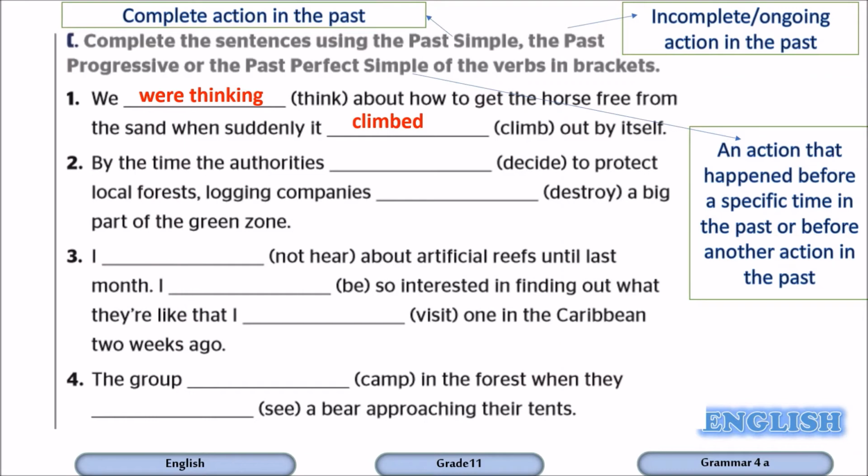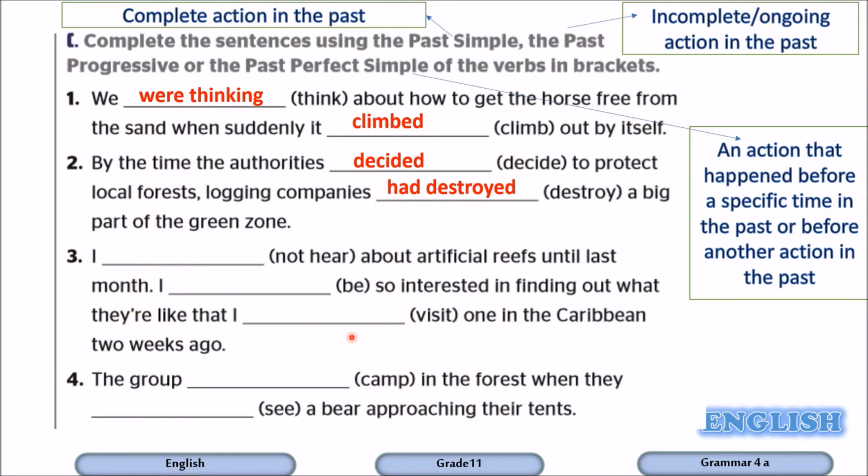Number two, by the time, as you can see here, by the time the authorities decide to protect local forest. So before this action, there is another action that took place. Logging companies destroy a big part of the green zone. So chronologically, logging companies destroying a big part of the green zone happened first, and then authorities took a decision to protect the local forest. Very good. So when they decided to protect the forest, logging companies had destroyed it, because this action happened first.